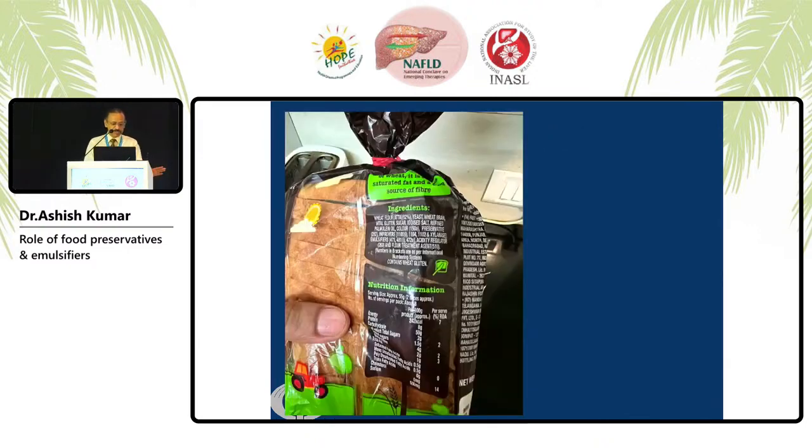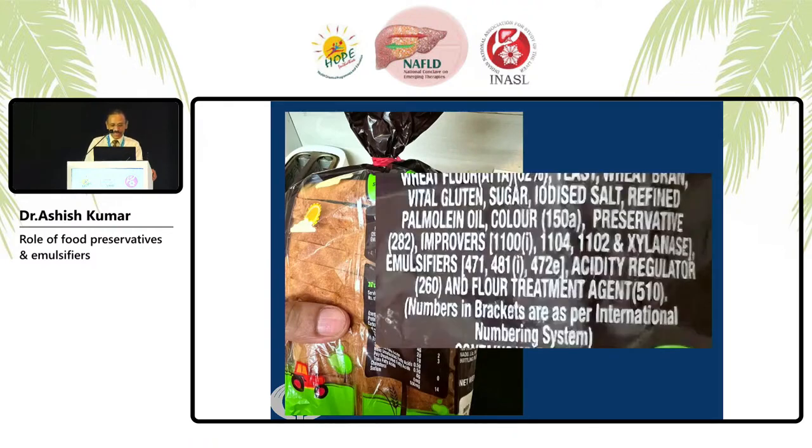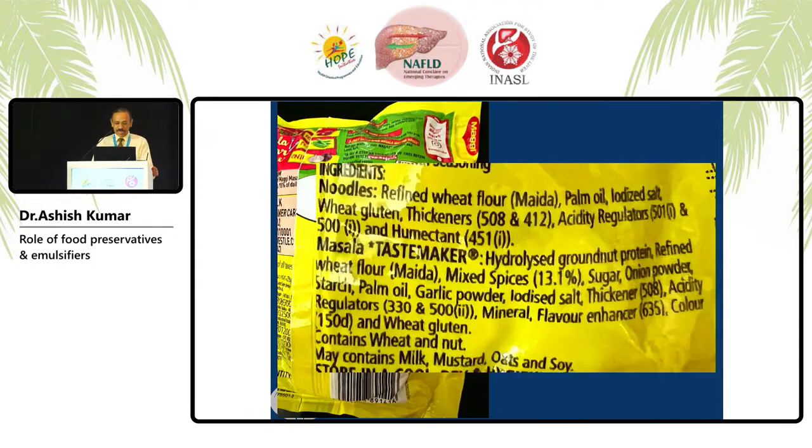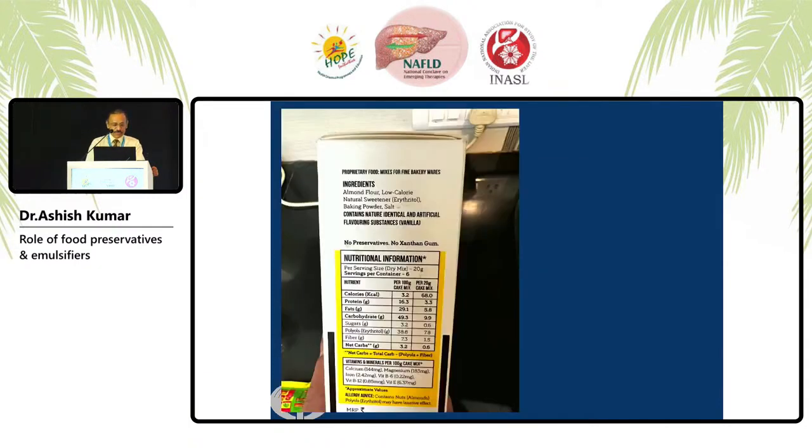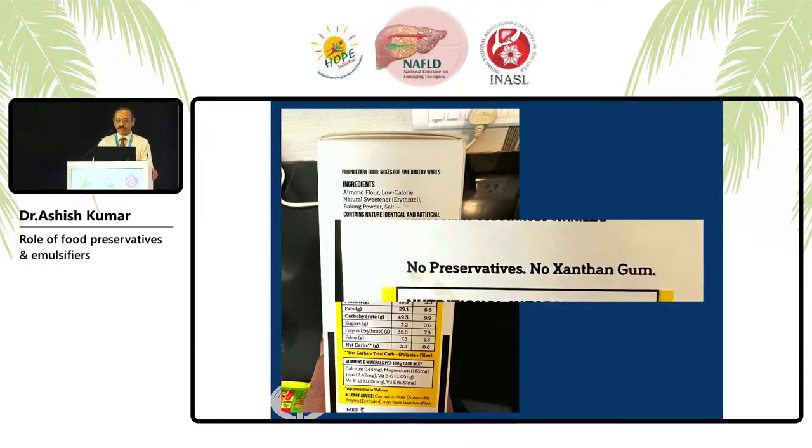For example, this bread which was from my home, when I looked at the label of ingredients, it said that it contains emulsifier 471, acidity regulator 260, and flour treatment agent 510. So these are the codes of additives which are there. Similarly, this is the familiar Maggi, and if you look at that label, it says acidity regulator 330, 500, and so on. Similarly, there was another substance in my home which said there's no preservative, no xanthan gum.